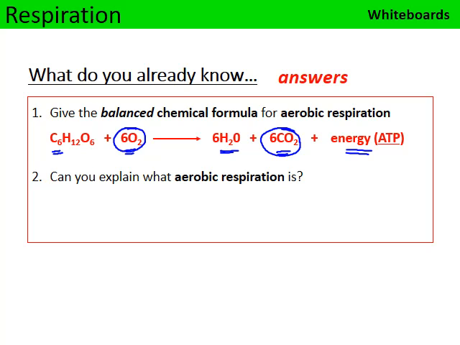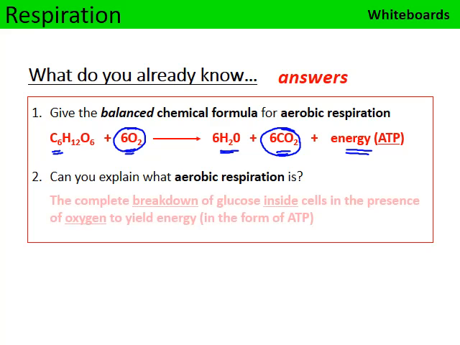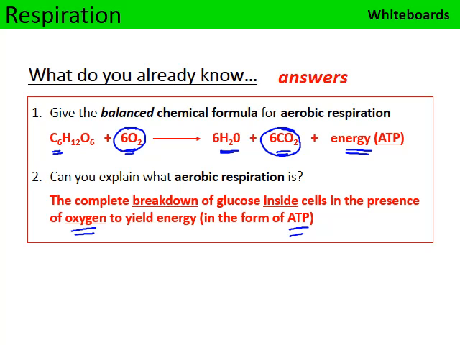Now, aerobic respiration occurs inside all different types of cells, eukaryotic cells that contain mitochondria, in some bacterial cells, and also obviously some yeast cells that also contain mitochondria. Aerobic respiration then is basically the complete breakdown of a molecule of glucose inside cells in the presence of oxygen to yield energy in the form of ATP, the universal energy currency.